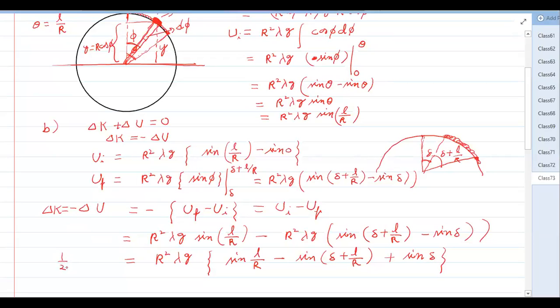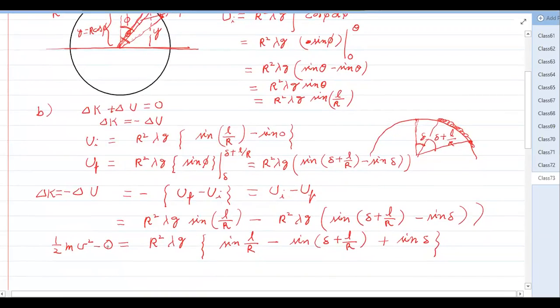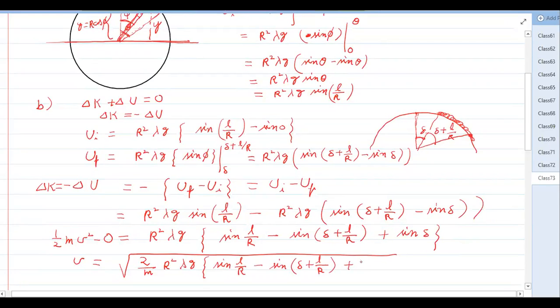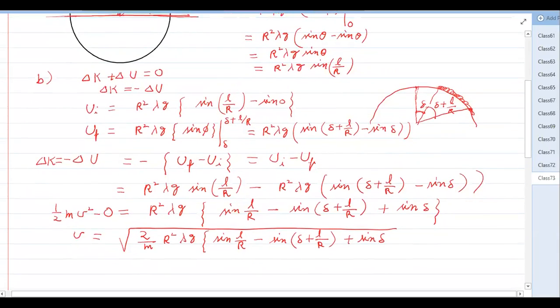So the kinetic energy change we can write as half m v square minus 0. Initially it was starting from rest, so the initial kinetic energy is 0, and the velocity v will be equal to the square root of 2 by m, R square lambda G, and sine L by R minus sine of delta plus L by R plus sine delta.